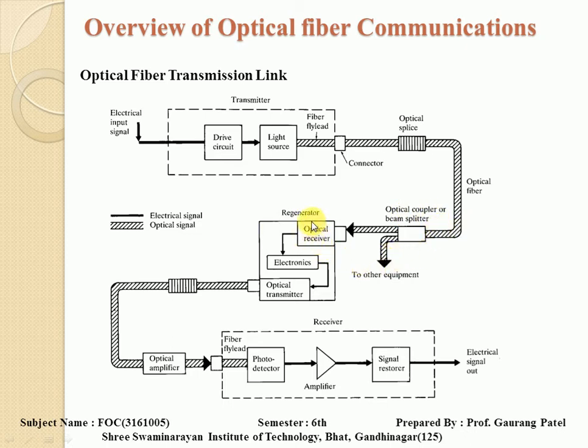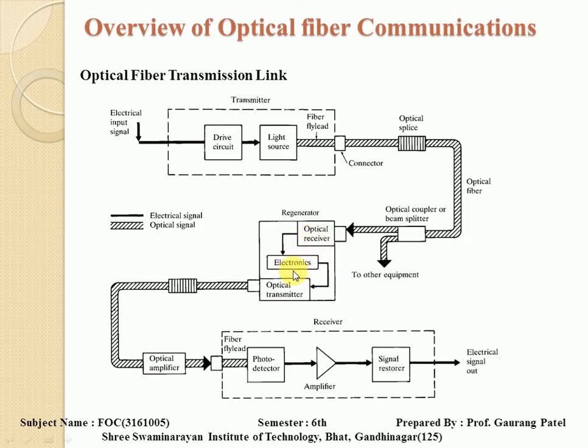Next block is regenerator. As the signal travels through the optical fiber, the signal will be attenuated as well as distorted. So in order to correct this attenuation as well as distortion, regenerator is used. And regenerator basically restores or regenerates the signal in the electrical domain. So first we have to convert this optical signal into electrical signal, and that is done by this optical receiver. So optical receiver converts optical signal to the electrical signal.